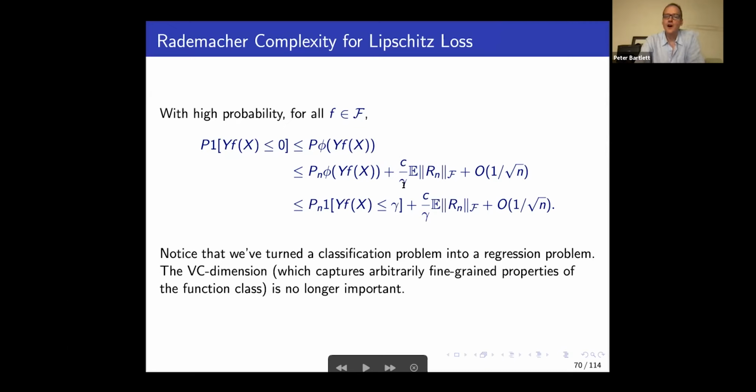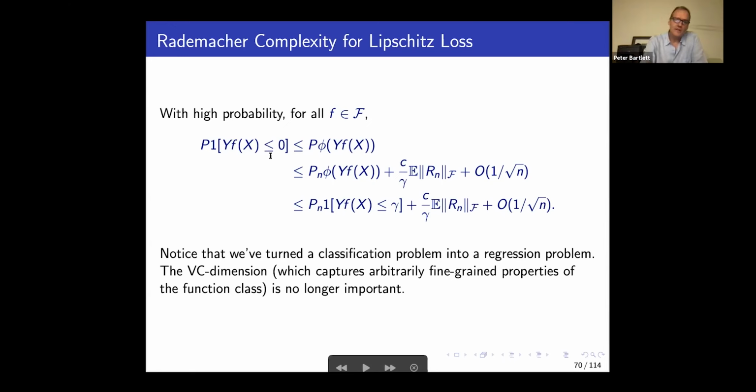Remember, phi is this function that's flat up to 0, flat to the right of gamma, and it has slope 1 over gamma in between, right? So the Lipschitz constant is 1 over gamma. We're paying a price as that gets steeper. We pay more and more of a price as this thing gets closer to the indicator for making a mistake. And of course, this thing is upper bounded by the indicator for not having a big margin.